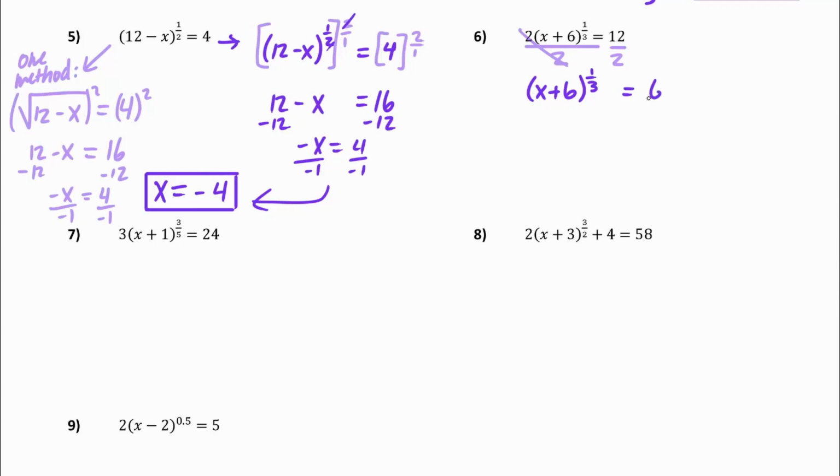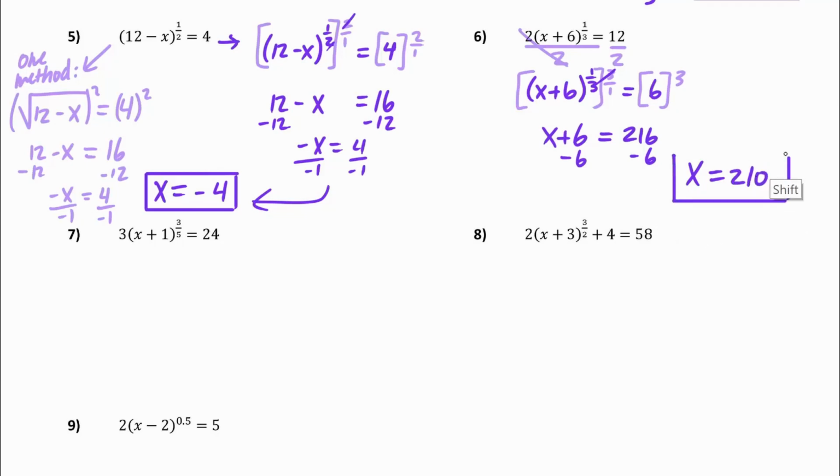12 over 2 is 6. The reason we have that space in there is because we're going to bracket around this. We're going to take that whole side to the 3 over 1 power, so we're raising it to its reciprocal. And that's the same thing as just 3. So once those cancel out, and we're left with x plus 6 all alone, we just need to figure out what 6 to the 3rd power is. 6 times 6 times 6, 216. Subtracting that 6 gives us x equals 210.